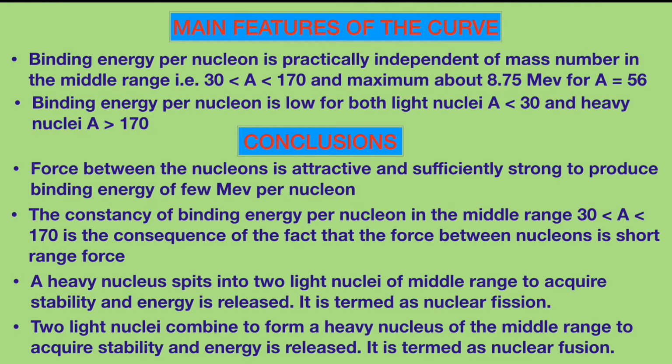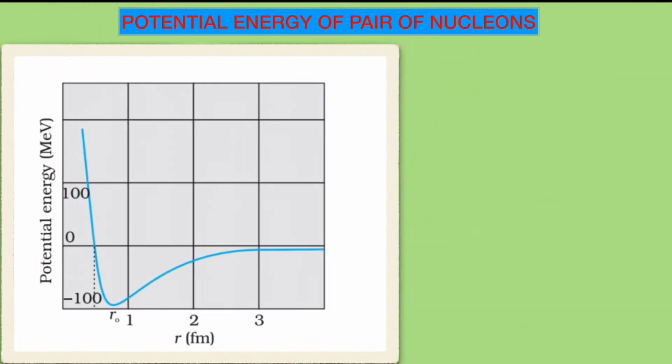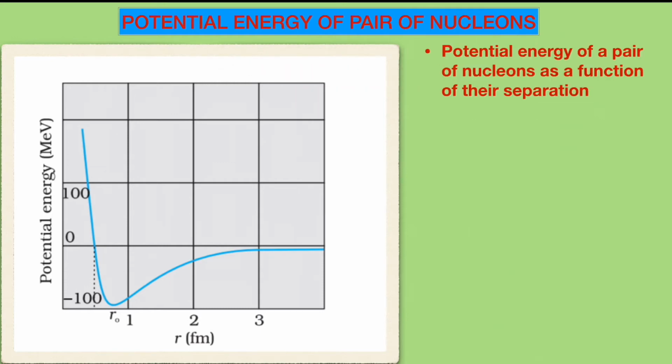So we have four conclusions based on the observations of the binding energy per nucleon curve. Let me share one more important part of today's lecture, that is the potential energy of a pair of nucleons. This is also quite helpful to understand a few more things about the force between nucleons. First we will discuss the curve, then we will talk about what else we can say about the force between nucleons. This graph is plotted between the separation between two nuclei and the potential energy of the pair of nuclei.